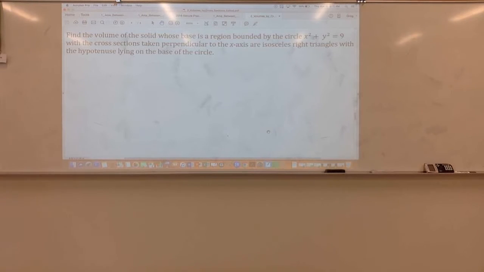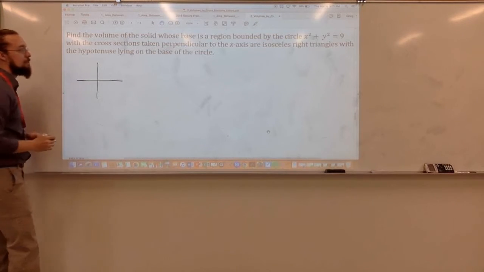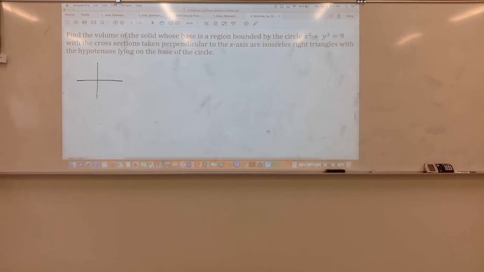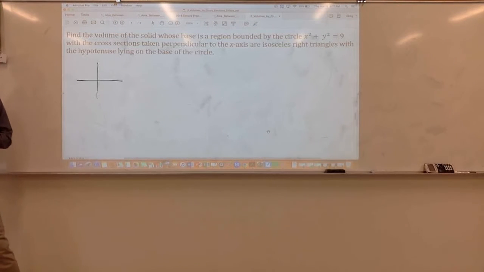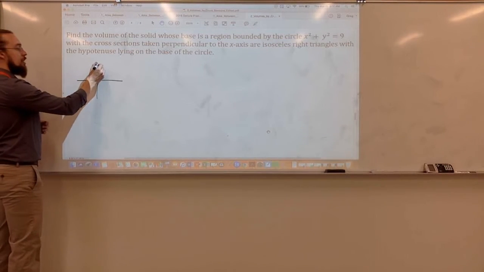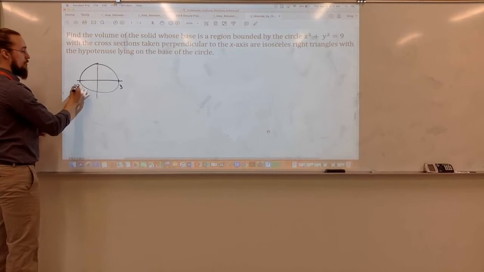So what's going on here? So we have a circle. What does this circle look like? It has a radius, a diameter. So what's the radius of this circle? Oh, 3. Right? This would be a circle with a radius of 3, centered where? At 0, 0, at the origin. Right? So we've got a nice circle here, radius of 3.